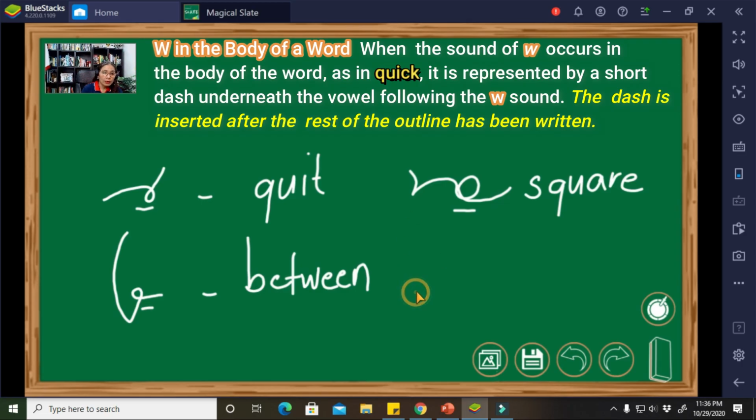Okay, next example. We do have here an upward straight line and a broken circle and a left S. So what is the word? Alright, I forgot the dash underneath the vowel. Okay, so what is the word now? That is twice. Alright, twice.